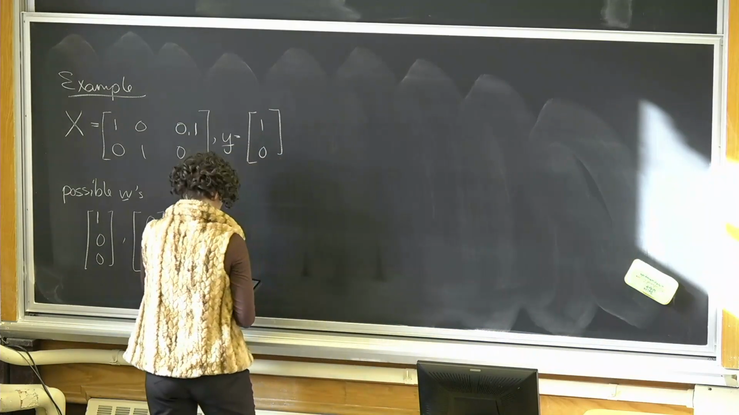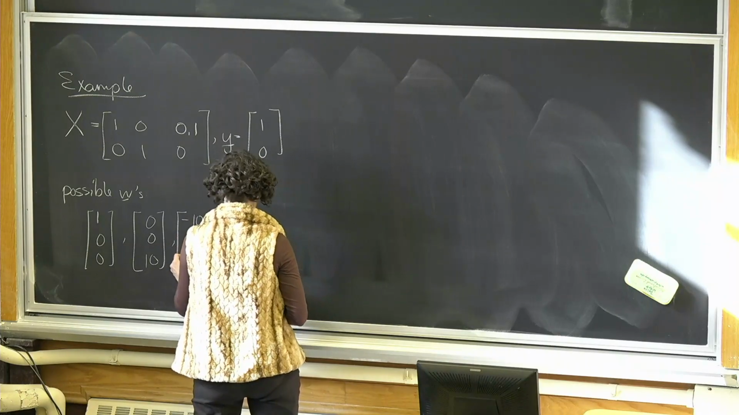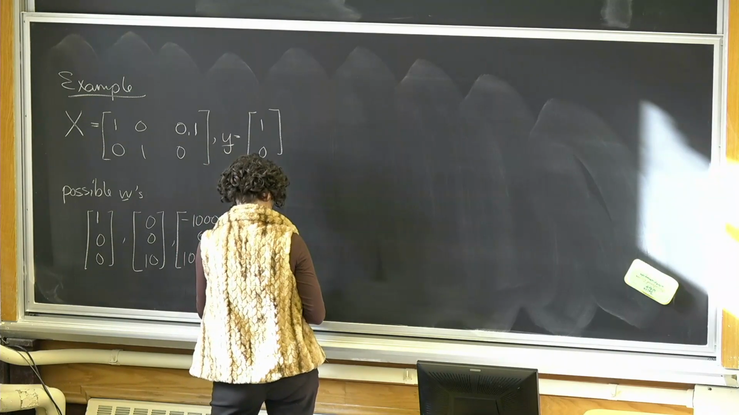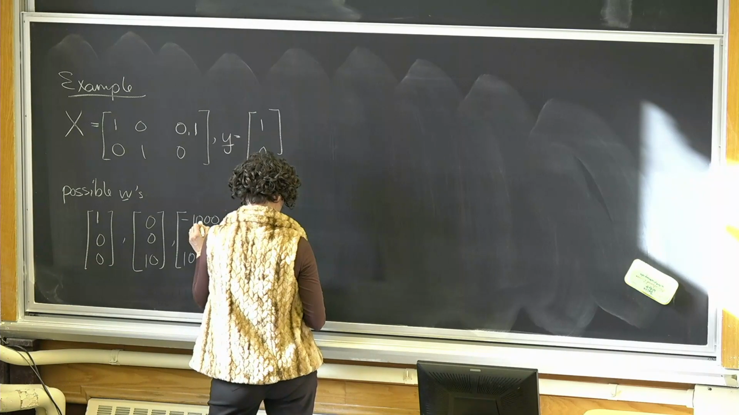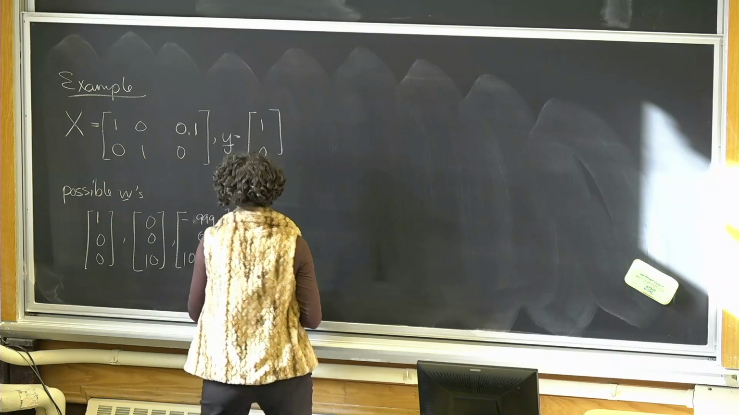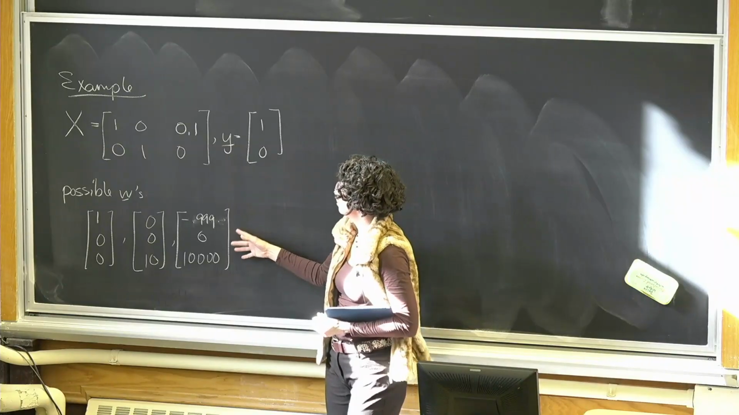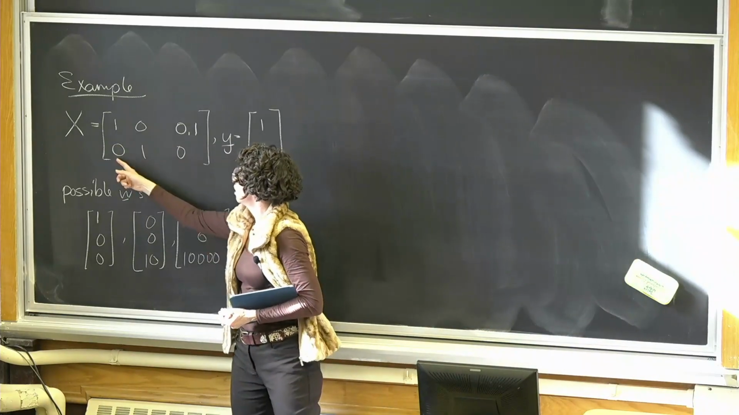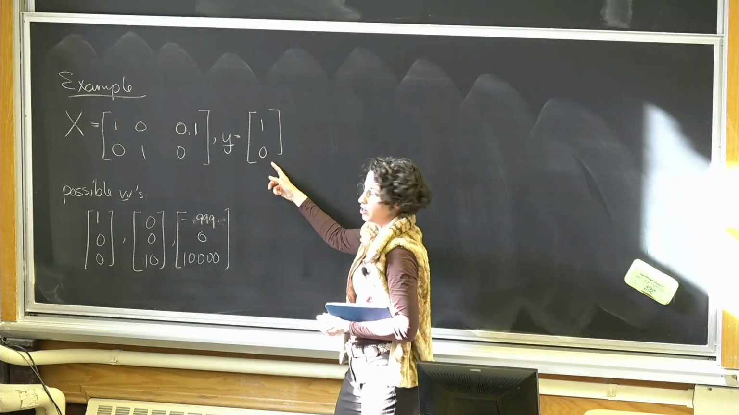Or I could do any combination of those. I could do negative 1,000, 0, and 10,000. Negative, I think, 999, right? And so I have multiple different ways that I can combine these two different features and get exact predictions of y.